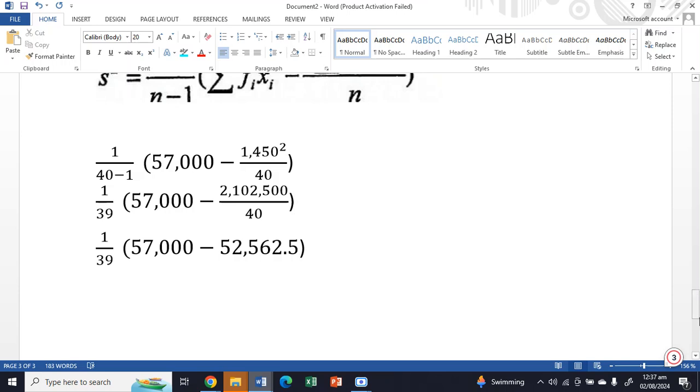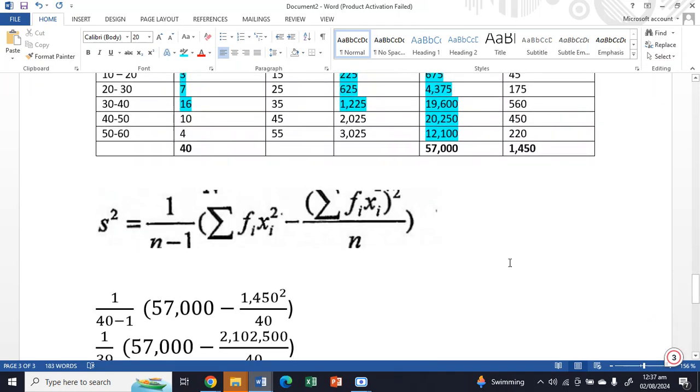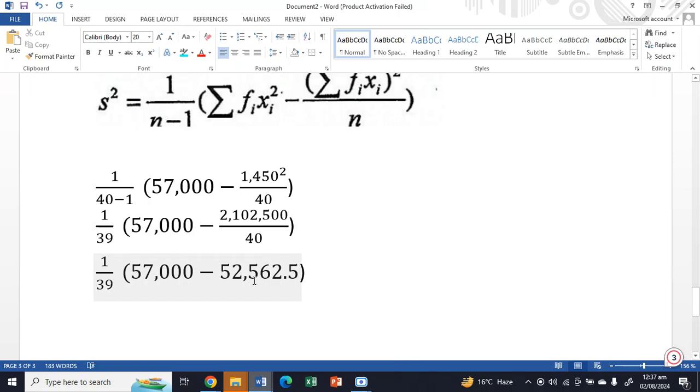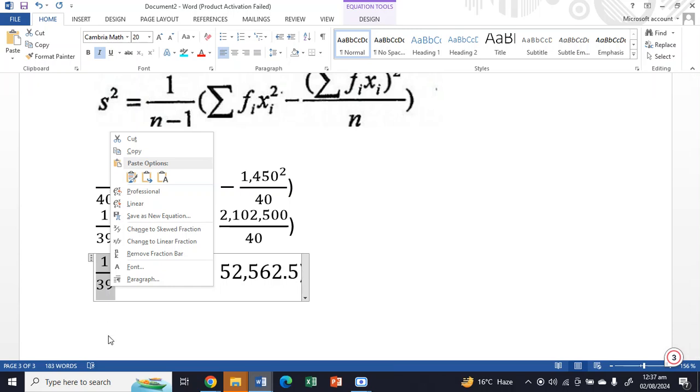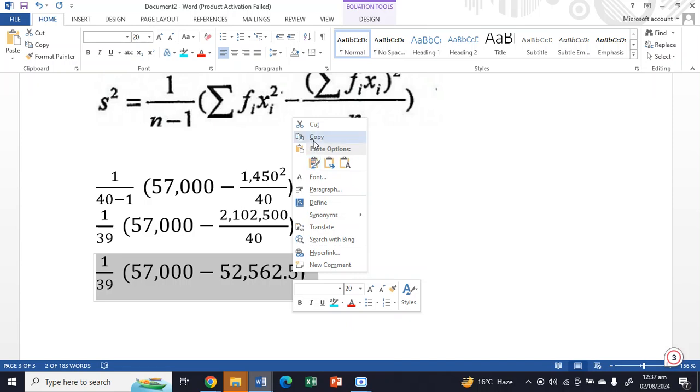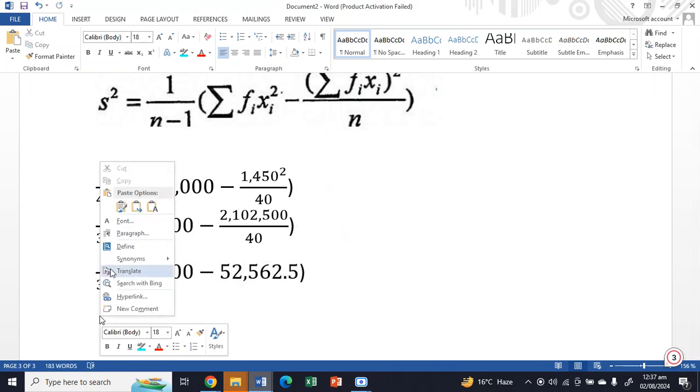Now remember here we're just calculating the variance, okay? The standard deviation is the square root of the variance. So 57,000 minus 52.625. So all of this can bring it on the numerator here. Okay, so yes, what's 57,000 minus this number?